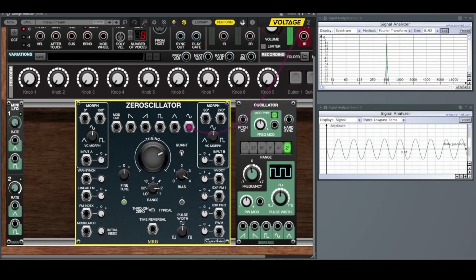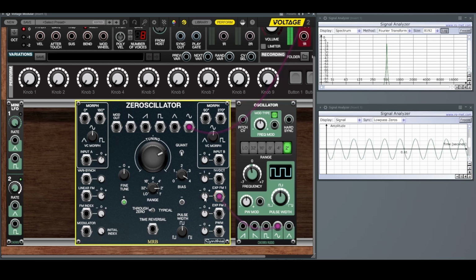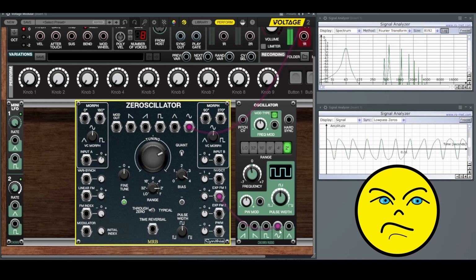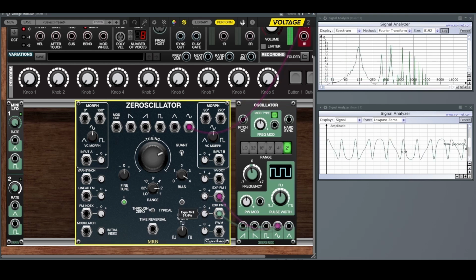The Zeroscillator's main job, but not its only job, is doing all sorts of FM, frequency modulation. Let me patch another oscillator into one of the FM injects. I take exponential FM 1 and see what happens when I crank the attenuverter pot up. Weak, very weak, a very weak kind of FM. Let me add the second exponential FM input to the game now. Well, a bit better, but still not exciting.